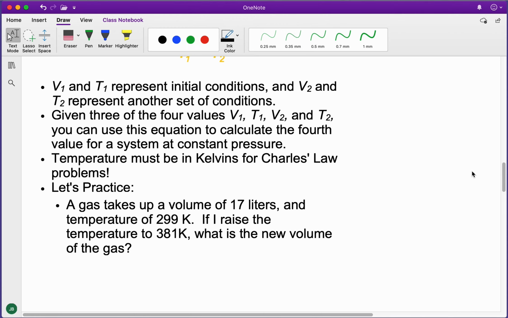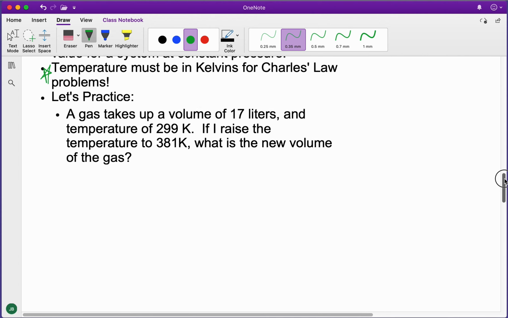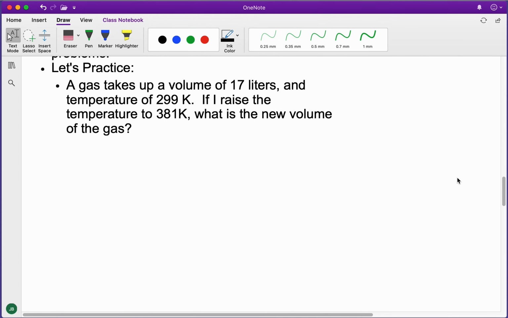All right, so once again, if you are given 3 of the 4 values, you are required to be able to find the value of the 4th one. And as I said before, don't forget, this is important over here, that temperature must be in kelvins for Charles's law problems. Let's go ahead and try one of these out and see how it goes. Let me scroll up the screen. Okay, so a gas takes up a volume of 17 liters at a temperature of 299 kelvins. If I raise the temperature to 381 kelvins, what is the new volume of the gas?